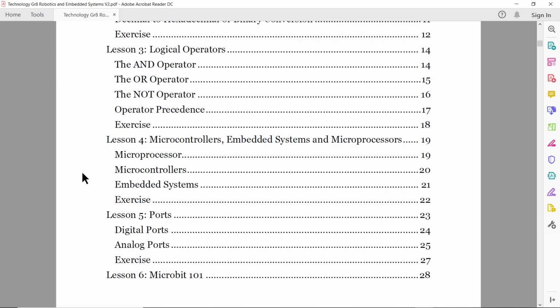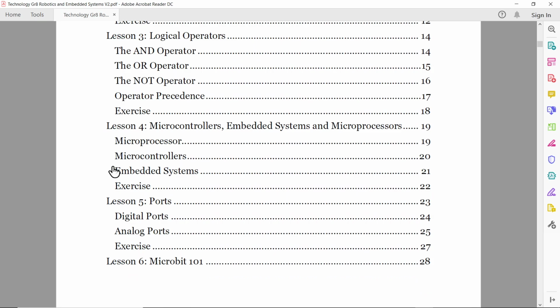We'll then move on to a section on microcontrollers and embedded systems, and I'll teach you a little bit about that. Believe me, you encounter these every single day, so it's just nice to know what it is that you're dealing with. Then in lesson 5, we will deal with ports. If you've done robotics with me, or if you were with me in grade 8 last year, then you will have done a little bit of this before.